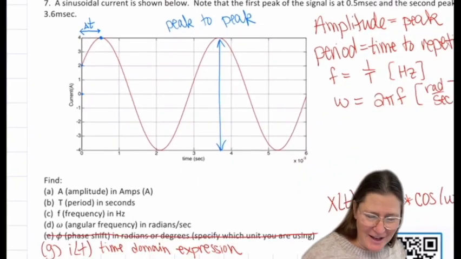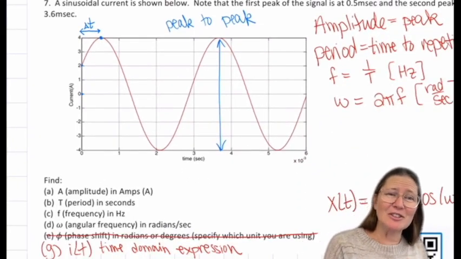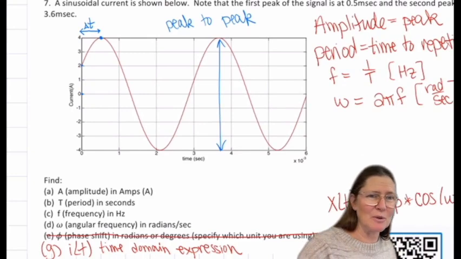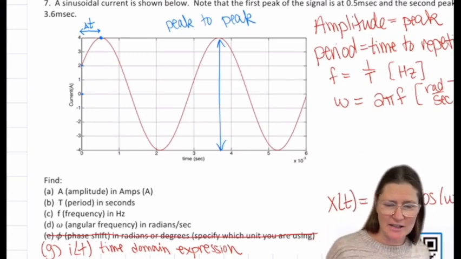Okay, go ahead and try to find, for this particular signal, the amplitude, period, frequency, angular frequency, and then the time domain expression.